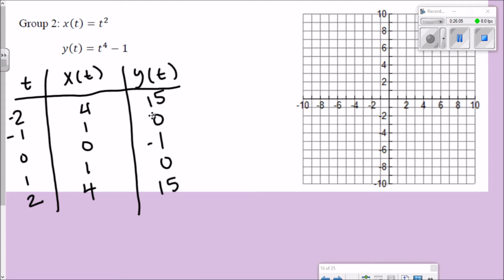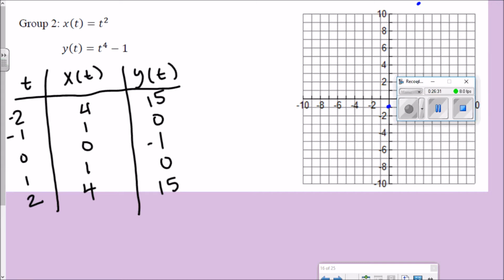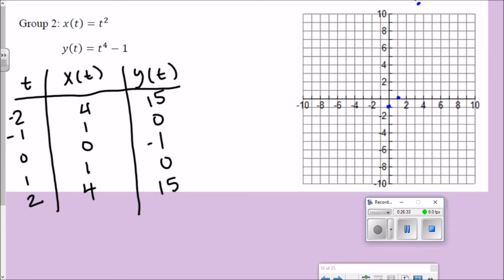We got 4, 15. And you know what? I'm just going to go ahead and plot this up high in the sky. And then we also have 1, 0. And then we have 0, negative 1. And then we have 1, 0. And then 4, 15 again. So what happened? I started here. I went down. And then I went back up. Ooh, okay, so our direction is happening twice. And that can happen with these restricted domains quite often. I'm going to go ahead and connect the dots here.